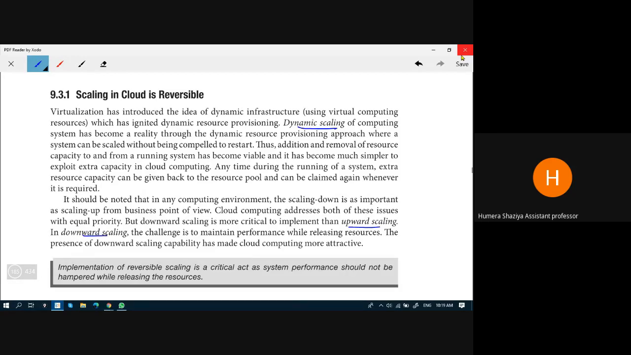Upward scaling is about expanding. Downward scaling is about shrinking. And both the scalings should take place without affecting the performance and the efficiency of the system. So scaling in cloud is reversible.